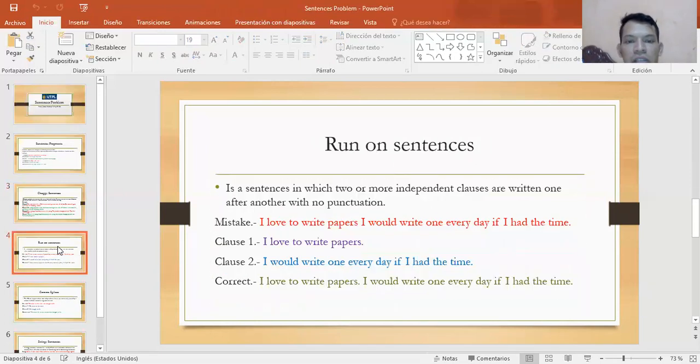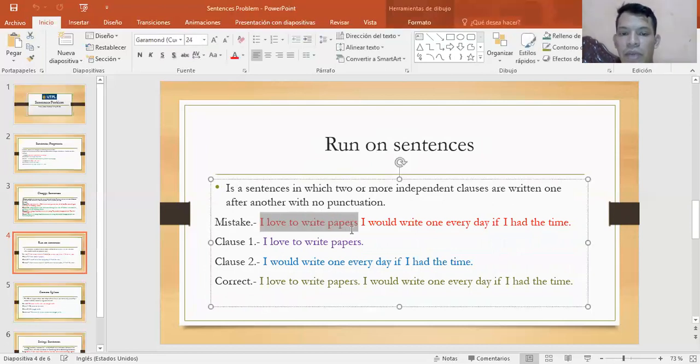Well, another example is run-on sentences. A run-on sentence is a sentence in which two or more independent clauses are written one after another with no punctuation. It's very similar to the other case, but with a difference. For example, this is a clause. I love to write papers.